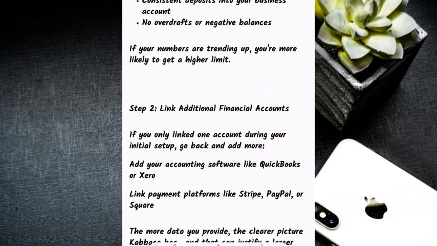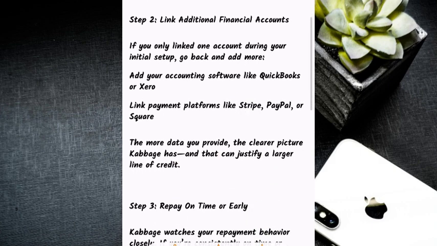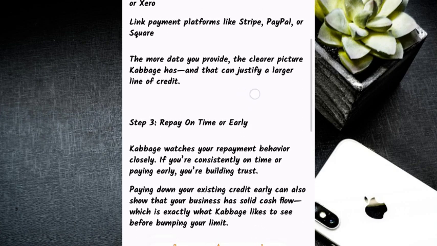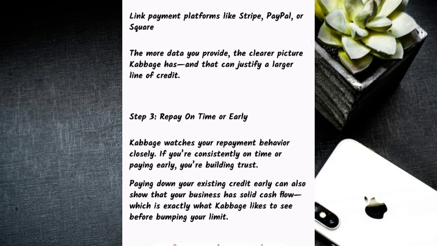Step two, link additional finance accounts. So if you only linked one account during your initial setup, you want to go back and add more. Now add your accounting software like QuickBooks or Xero. You also want to link platforms like Stripe, PayPal, or Square. And also, the more data you provide, the clearer picture Kabbage has, and that can justify a larger line of credit.